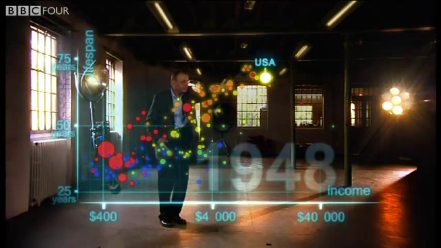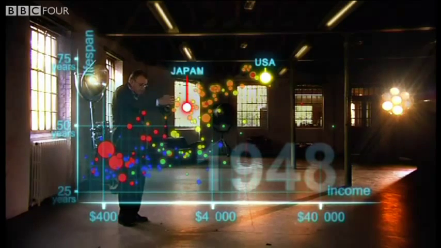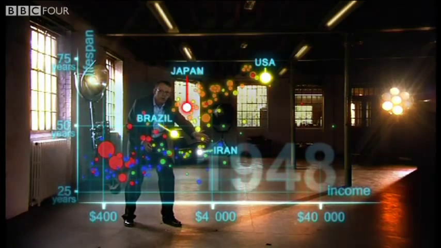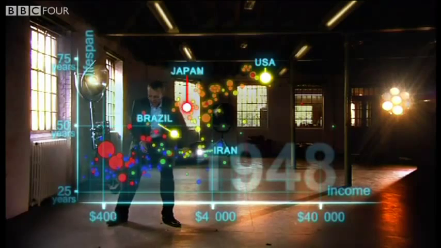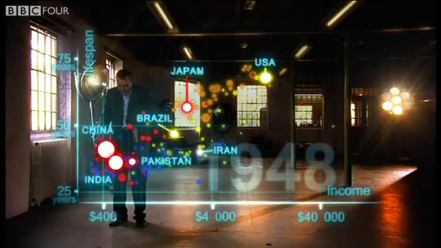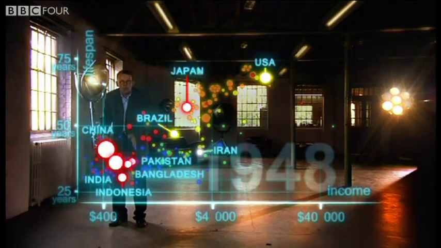The United States was in the front, Japan was catching up. Brazil was way behind. Iran was getting a little richer from oil, but still had short lives. And the Asian giants, China, India, Pakistan, Bangladesh, and Indonesia, were still poor and sick down here. But look what is about to happen.